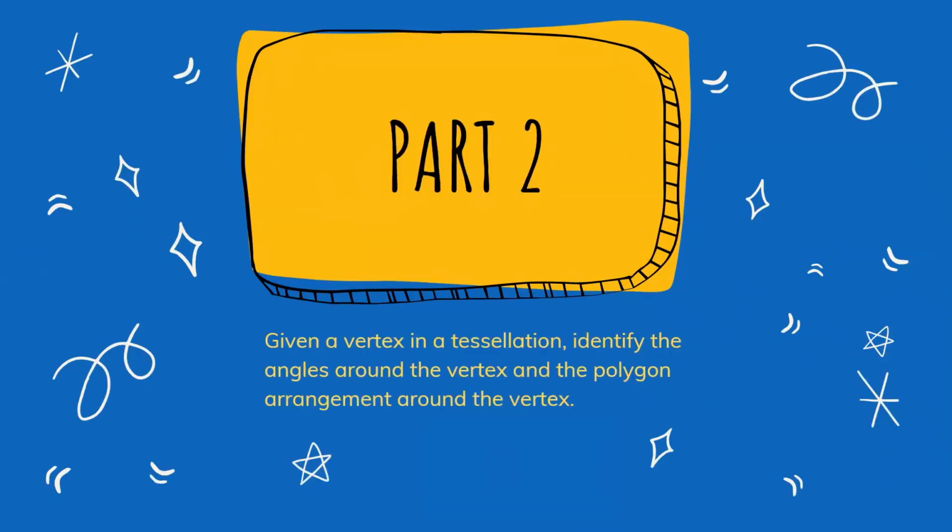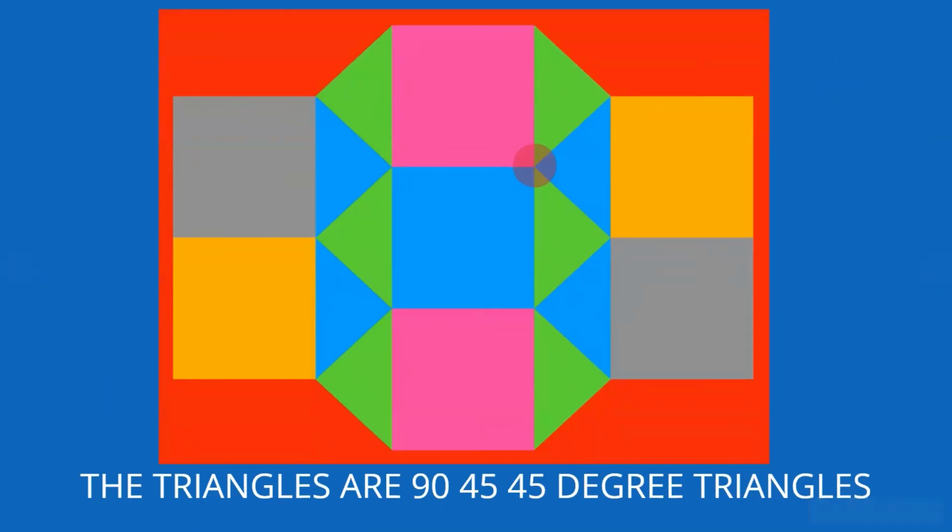Now on to part 2. The question is, given a vertex in the tessellation, identify the angles around the vertex and the polygon arrangement around the vertex. So here's the figure you will use. The circle is the vertex given. And note that the triangles are 90, 45, 45 degree triangles. Are you ready? Well, here's the answer.